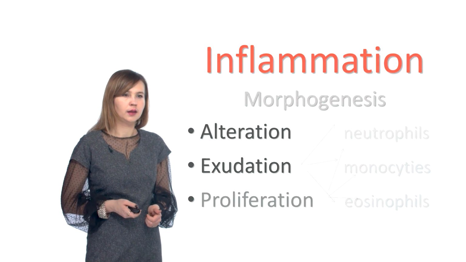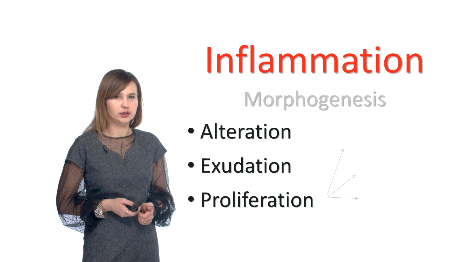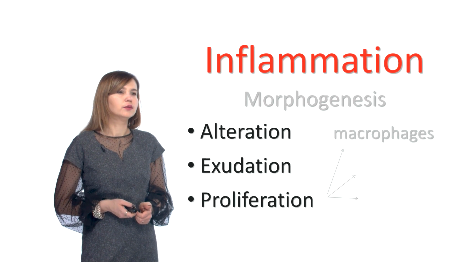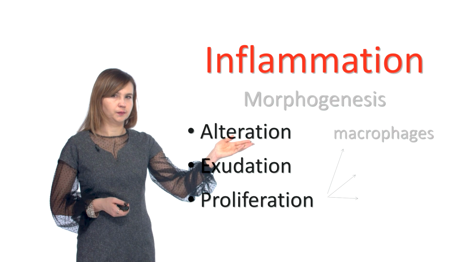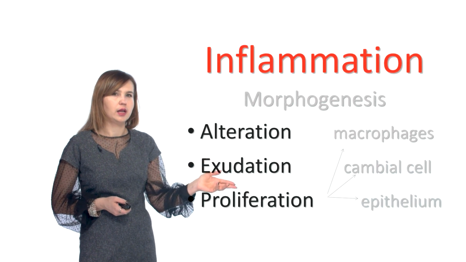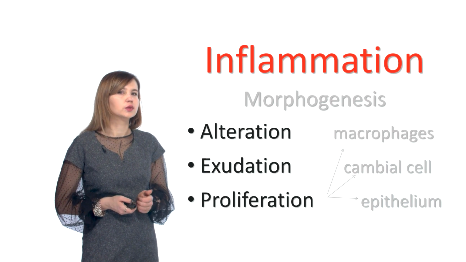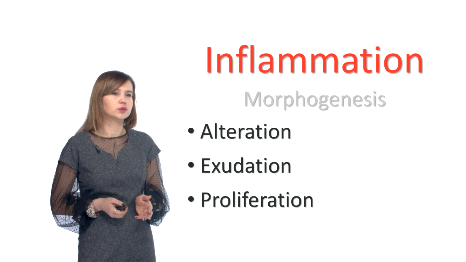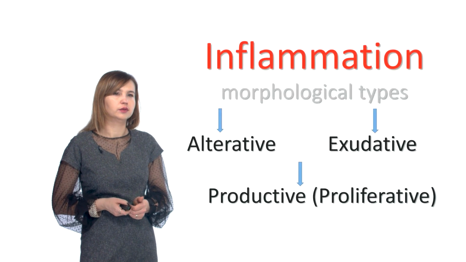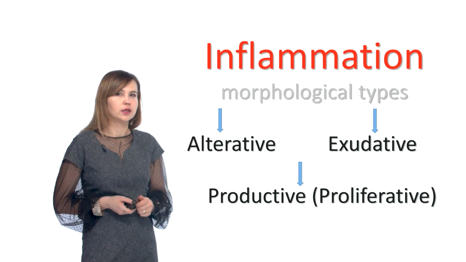Proliferation. Proliferation is the final phase of inflammation, providing reparative tissue regeneration at the site of alteration. The proliferation process is characterized by proliferation of inflammatory cells such as macrophages, cambial mesenchymal cells, smooth muscle cells, and epithelium. This way we understand the morphogenesis of inflammation. Inflammation includes 3 successive phases of development: alteration, exudation, and proliferation. So, the next slides are again about morphological types of inflammation: alterative inflammation, exudative inflammation, productive inflammation.